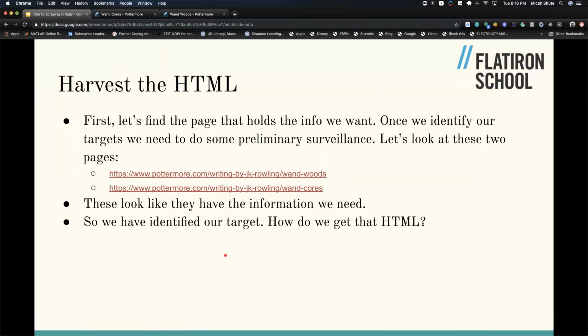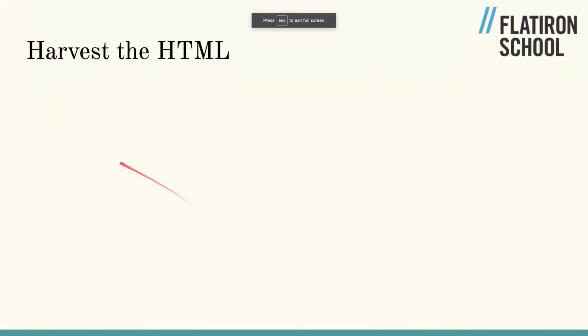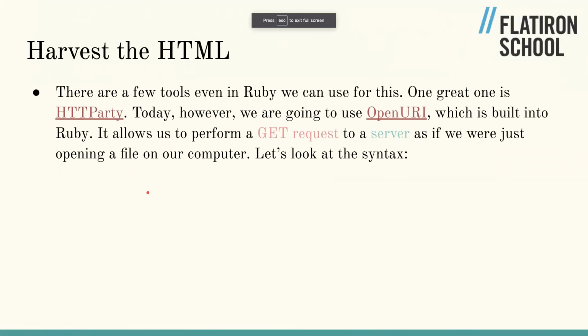How do we get the HTML? There are a few tools that we can use to do this. HTTParty is really cool, but today we're going to use OpenURI, which is built into Ruby, and it allows us to do a GET request very, very easily. It's a very abstract way to do it, which is nice. So let's take a look at what that looks like.